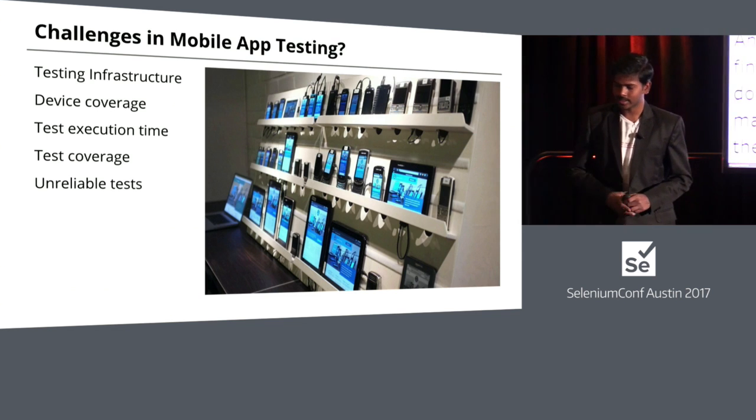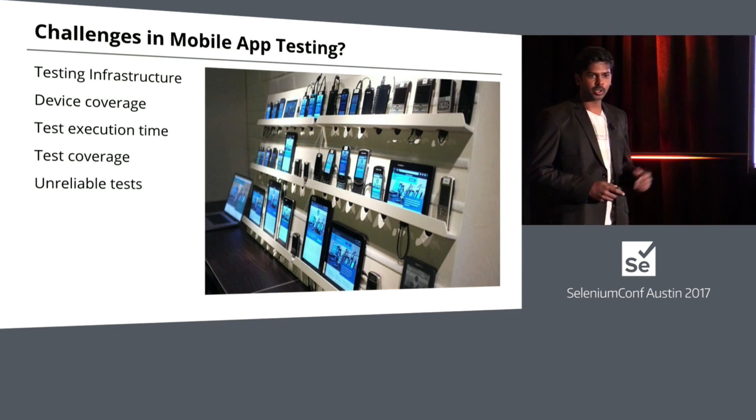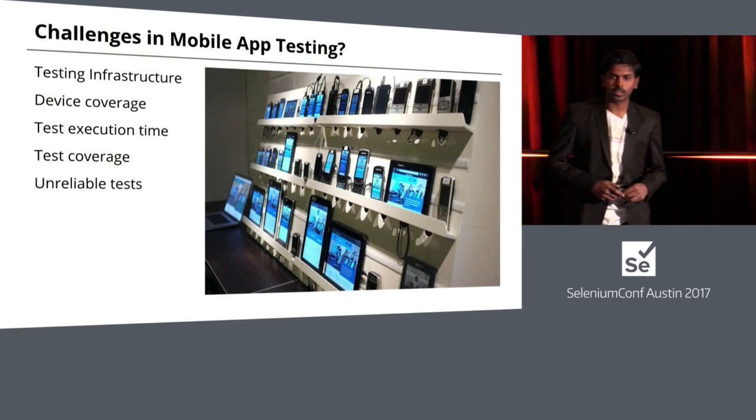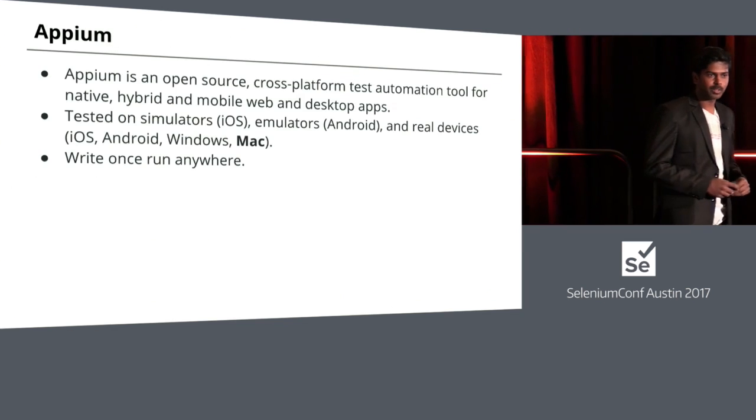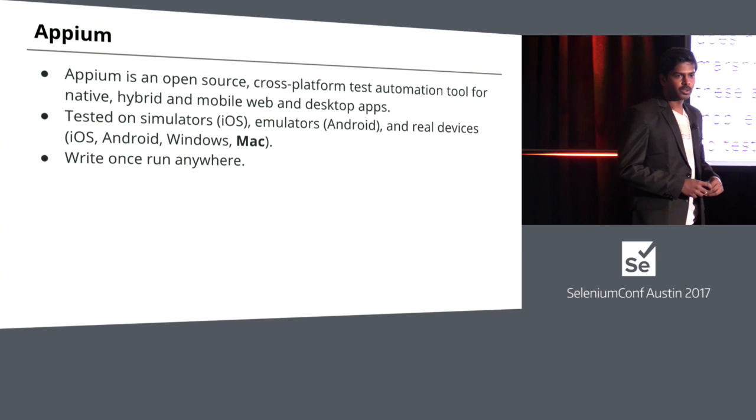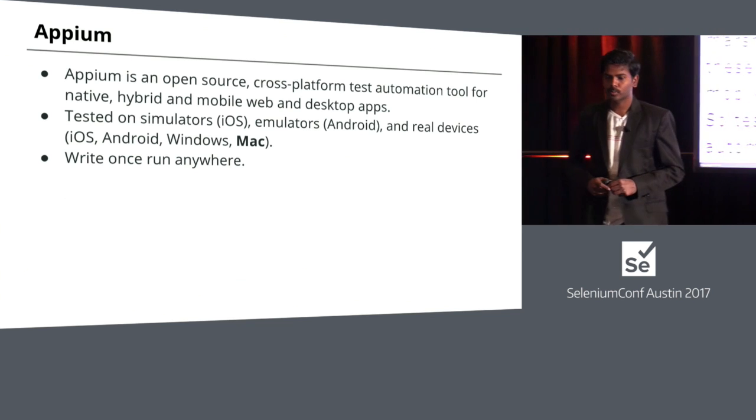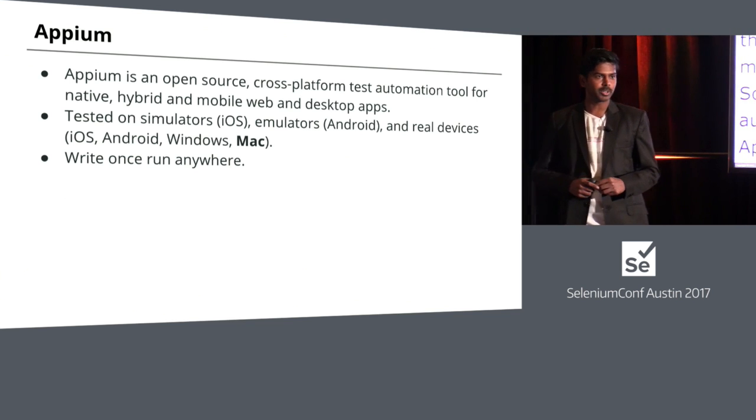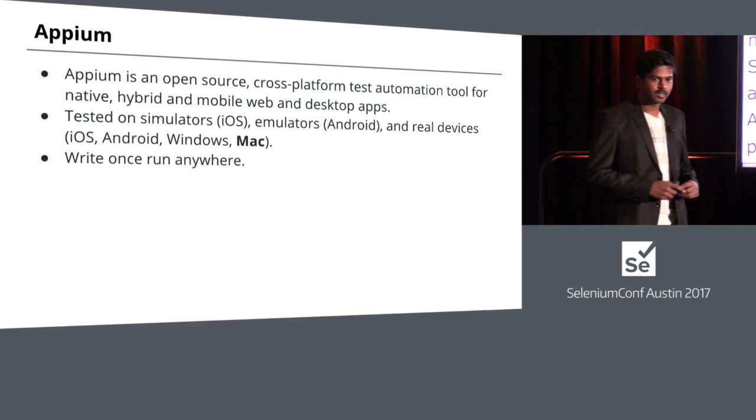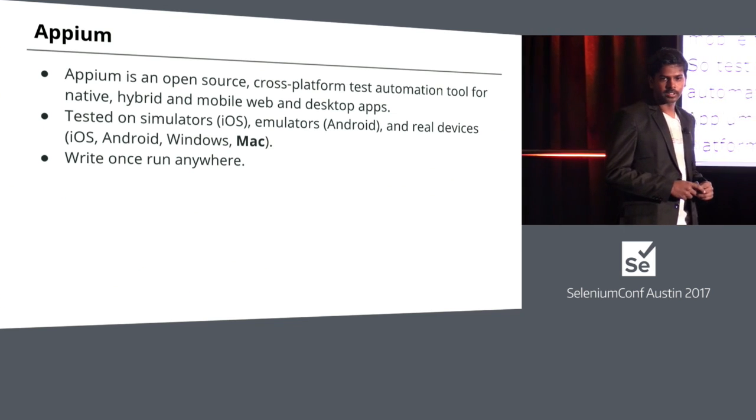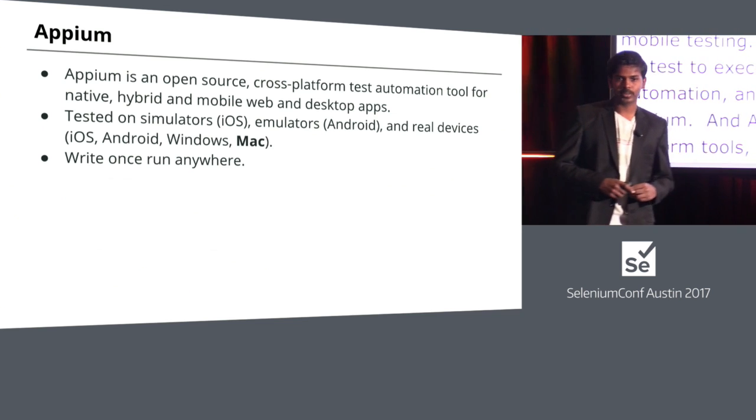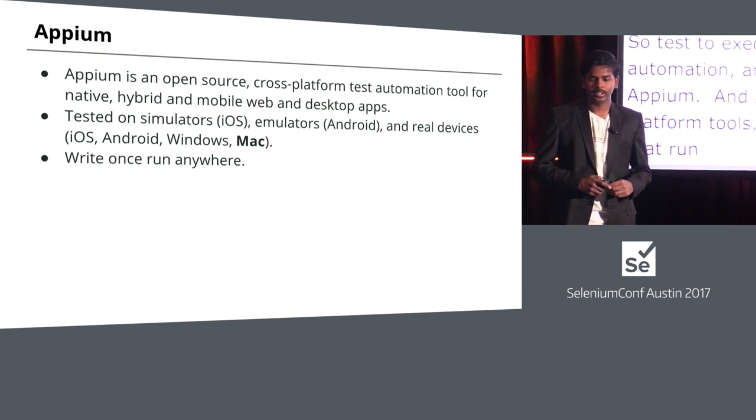So when I said test execution time, in order to reduce the execution time, we go for automation. That's where we pick Appium. Appium is one of the cross-platform tools. Write one code, a single piece of code that runs everywhere. Write a single piece of code that tests your Android apps, Windows apps.